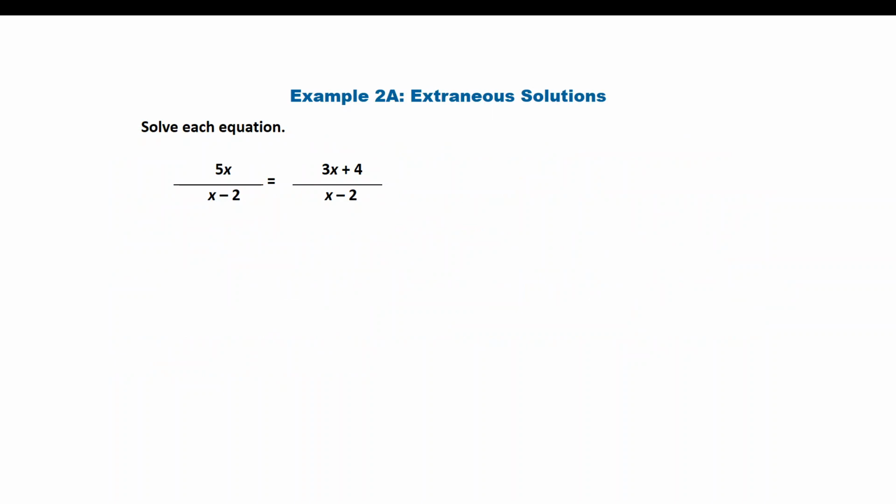So let's try an example and see if we can find an extraneous solution. When we want to solve this one, the first thing we look for is, do we have a common denominator? And yes, it's x minus 2. So what we want to do is multiply both sides by x minus 2, thereby getting rid of our denominator.